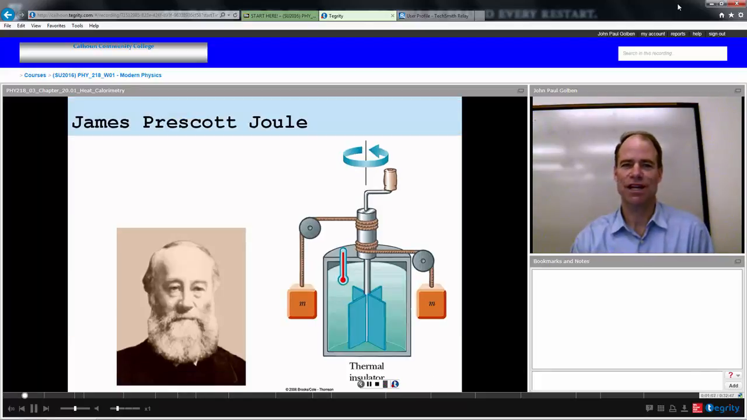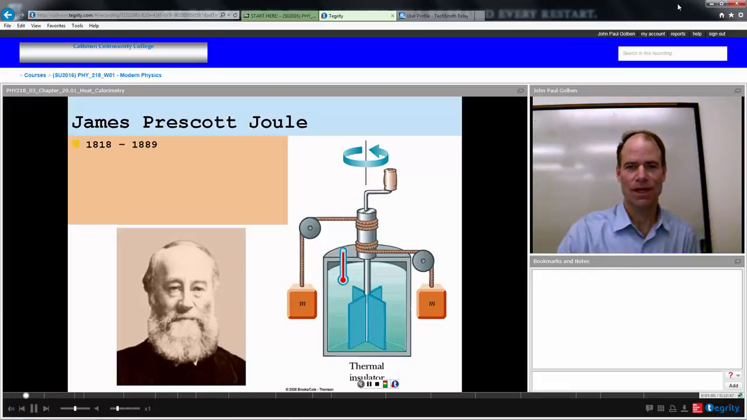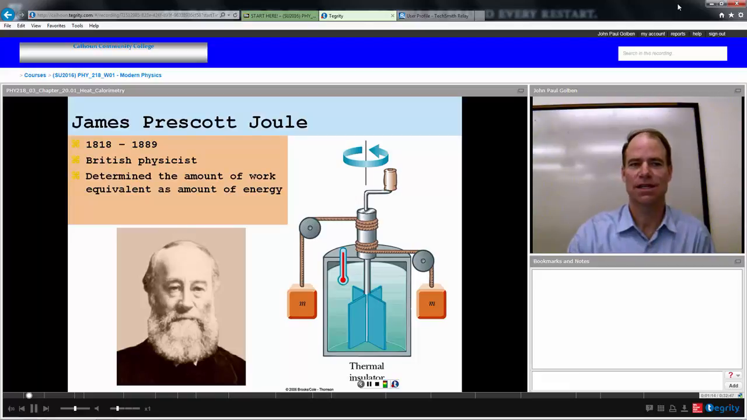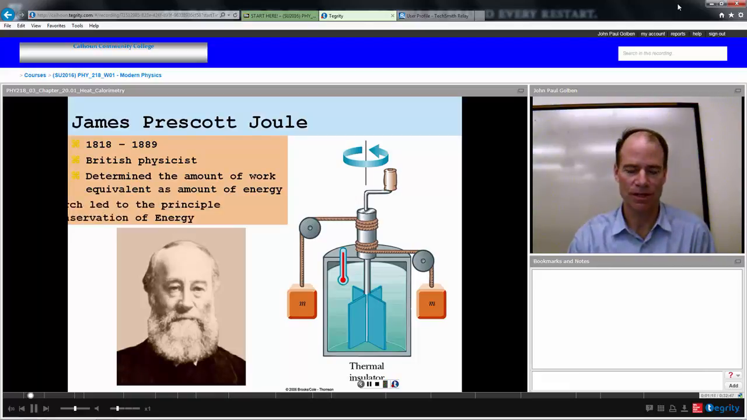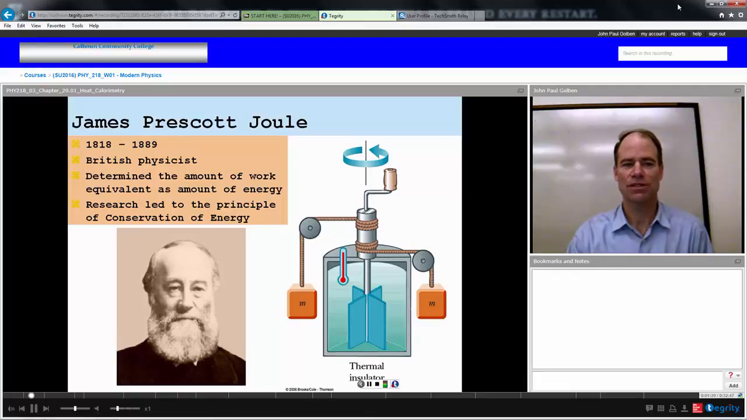James Prescott Joule, here he is, with his experimental setup to the right here. He lived from 1818 to 1889. A British physicist, he determined the amount of work equivalent to an amount of energy, and his research led to the principle of conservation of energy.